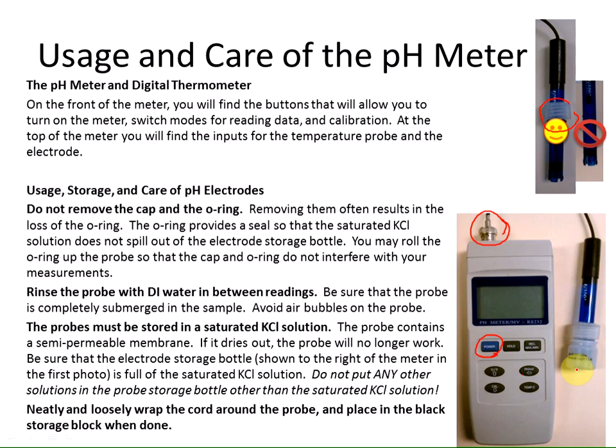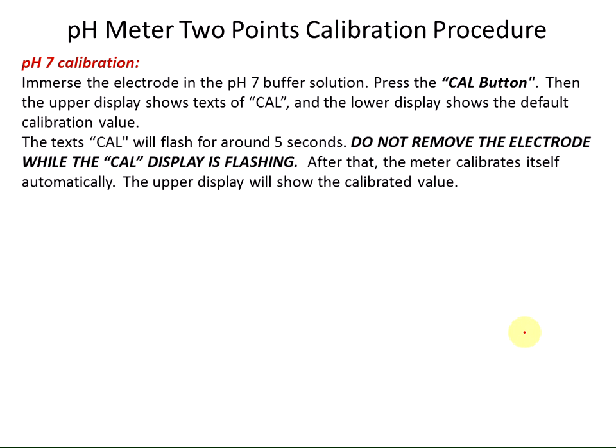If you are the last lab for the week, neatly and loosely wrap the cord around the probe and place it in the black storage block when done. But if there are other labs that need to use the pH probe after you, please leave the pH electrode attached and leave it at your workstation, and make sure that you still have the pH probe in the saturated KCl solution. The reason we don't want you to separate the probe from the pH meter is that when the instrument is recalibrated, a different pH electrode may be attached to the instrument, and it may be more difficult to calibrate the instrument. So leave the pH probe attached to the pH meter if no one else is going to be using the pH meter that week.